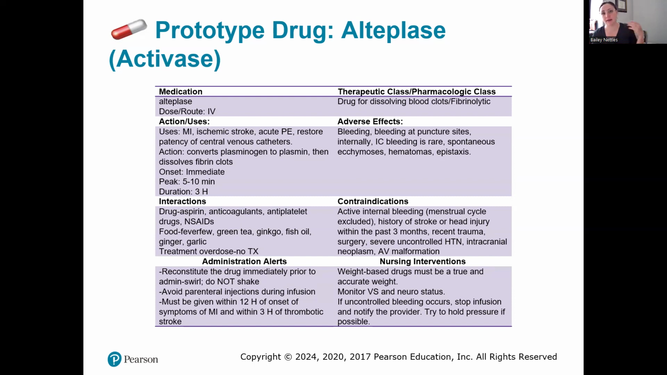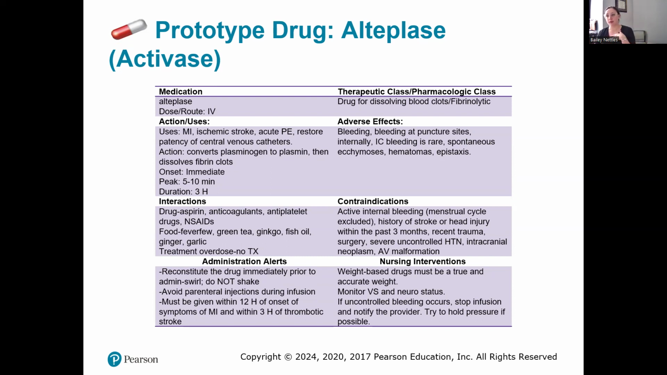Okay. We're looking for that extreme bleeding, not like just, oh, I cut myself earlier this week and now it's bleeding again, and I have a small trickle of blood, because that's going to happen. That's not important. That's not a reason to stop it. A reason to stop it is I'm having a hemorrhagic stroke. I'm bleeding internally. Okay. If uncontrolled bleeding occurs, stop the infusion, tell the doctor, hold pressure if possible.